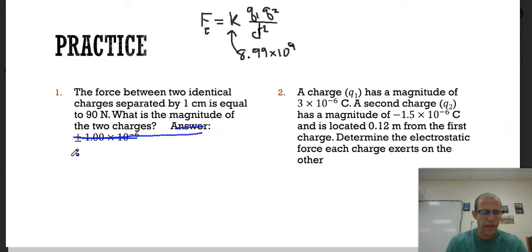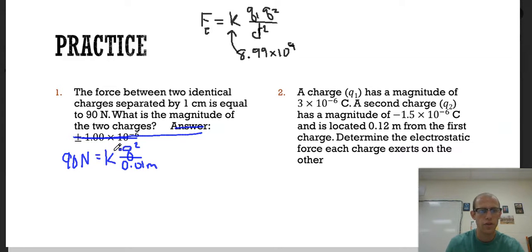Let's just plug in what we have. We know we have 90 newtons of force. I know that the value of K is going to be constant, so I'll just have that number there. I'm dealing with two identical charges. That means Q1 is the same as Q2. So I'm just going to have my charge twice, and I can simplify that by writing squared. They're separated by 1 centimeter, which is the same as 100th of a meter. Remember, the prefix centi means 100. There's 100 centimeters in a meter. And now I just need to solve for Q.